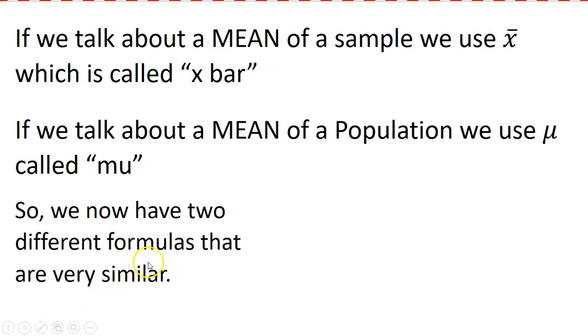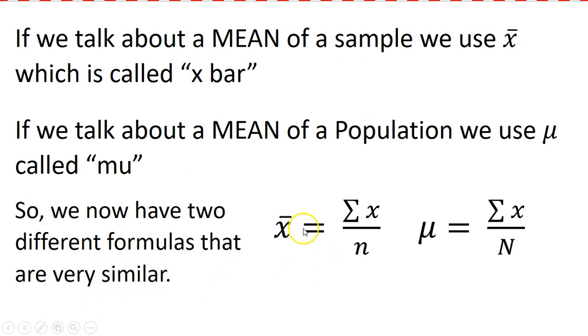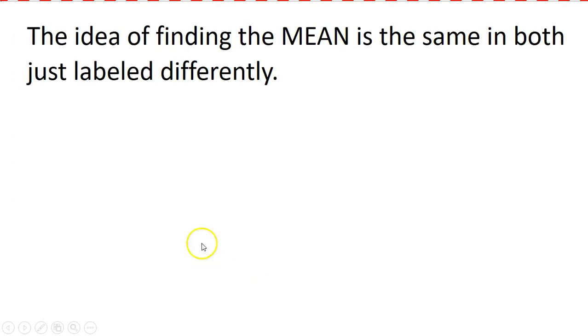So we now have two different formulas that are very similar. This one is talking about the sample. This one is talking about the population, large N. And again, sometimes you might see this as a mu with that little subscript beneath it. That also means sample. But basically, whenever you see this, that's talking about a sample mean, and that lowercase n is a sample number of items. The idea of finding the mean is the same in both. We're doing the same thing, nothing changes.